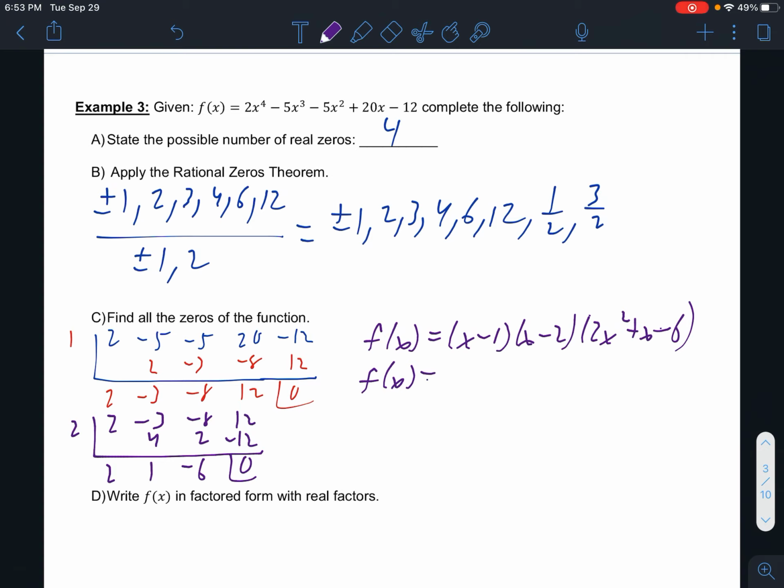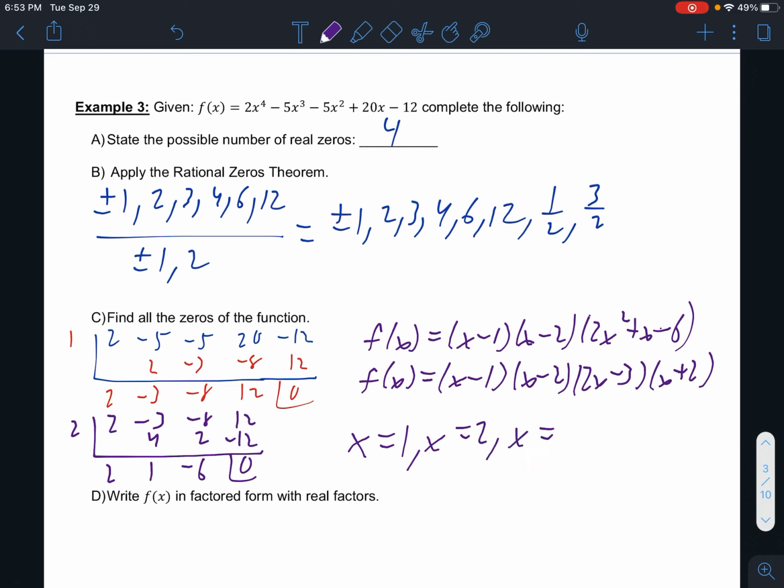And continuing to factor, if we can. Let's see if this factors here. It will. It'll factor like that: 2x minus 3 and x plus 2. So our 4 zeros, in any order here, are 1, 2, 3 halves, and negative 2.